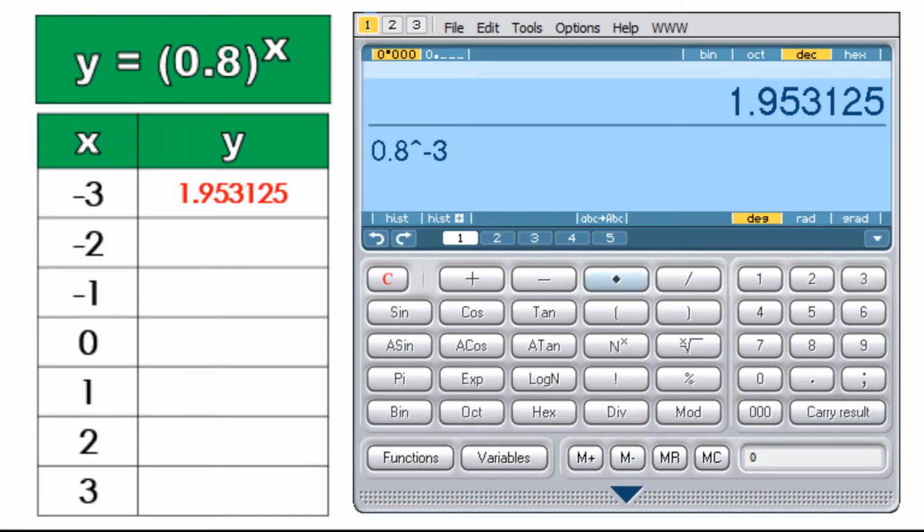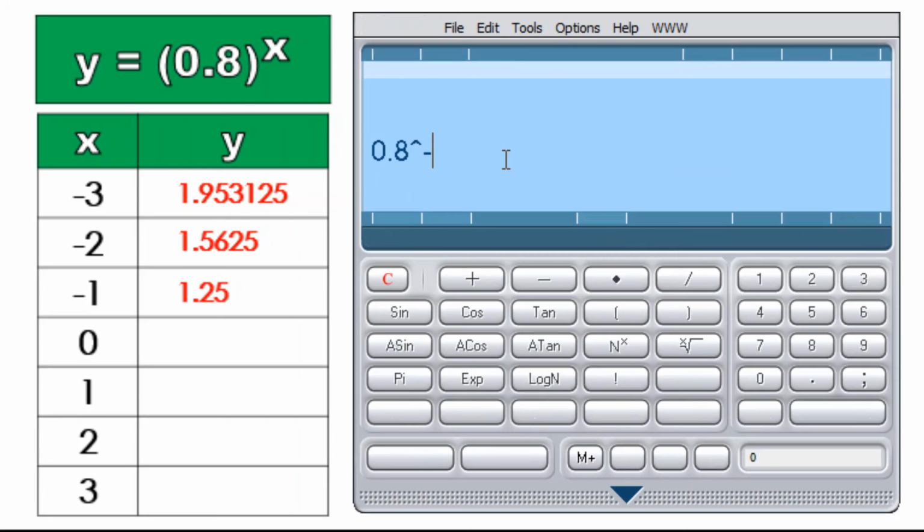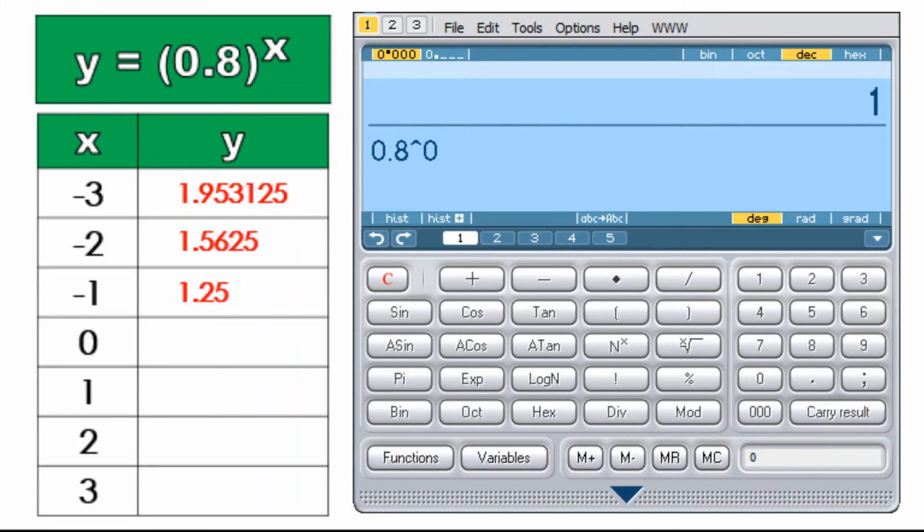Next, when your x is -2, the value of your y is 1.5625. When your x is -1, the value of your y is 1.25. When your x is 0, of course, the value of your y is 1. When your x is +1, of course, the answer is 0.8.